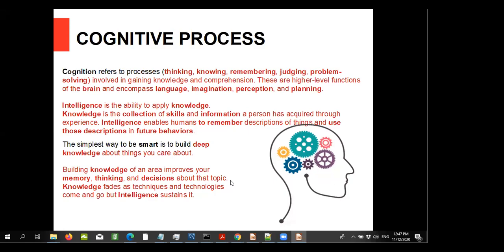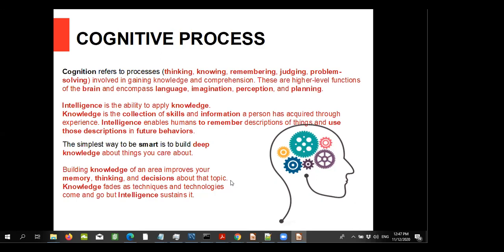And when you show passion about it, it makes you smarter, makes you understand those things well, and you can share that knowledge. So building knowledge of an area improves your memory, your thinking. We all know this. It improves decisions about that area.